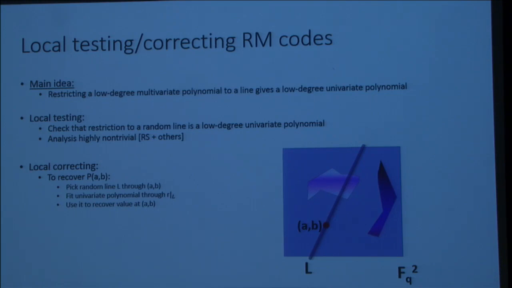Since the restriction of this polynomial to the line should look like a univariate polynomial, and now without too many errors on it, you can do univariate decoding to recover the true univariate polynomial on the line. And once you have the true univariate polynomial on the line, you can evaluate it at (a, b) to find the value of the global polynomial at (a, b). And that's how you would do the local correcting of these polynomials. The query complexity for this two-dimensional space was order square root of n, but you can drive it down by blowing up the dimension.